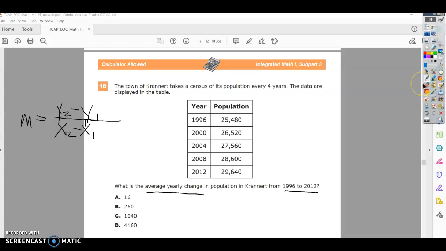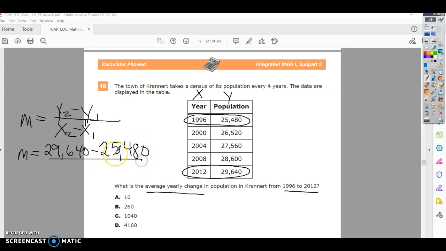All right, because we're using 96 to 2012, we're going to use the 2 points from 96 to 2012. So this would be our x, this would be our y, and again we're just plugging it into the slope formula. So we're going to do y2 minus y1. So y2 would be 29,640 minus 25,480. So that's my difference in y's.